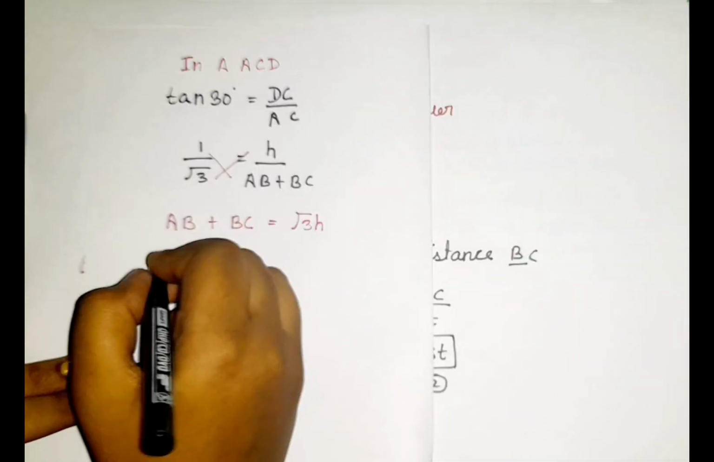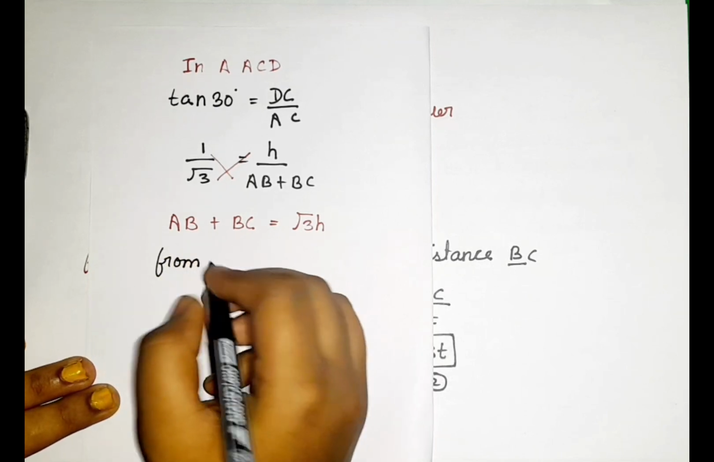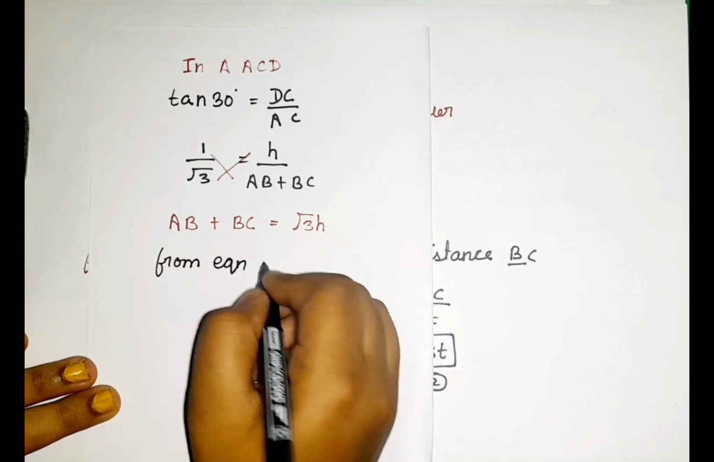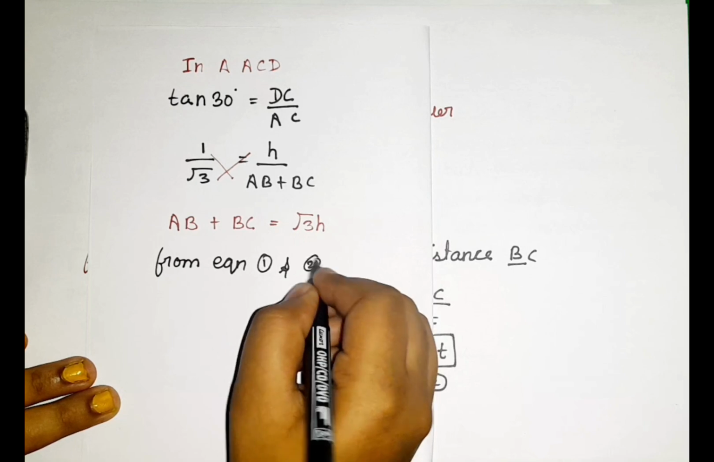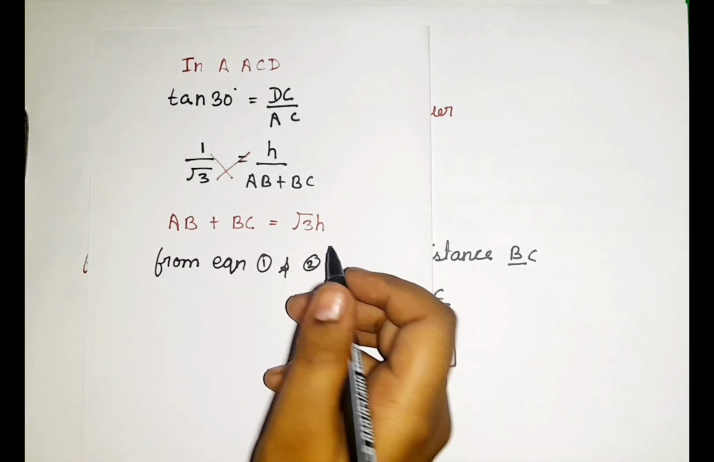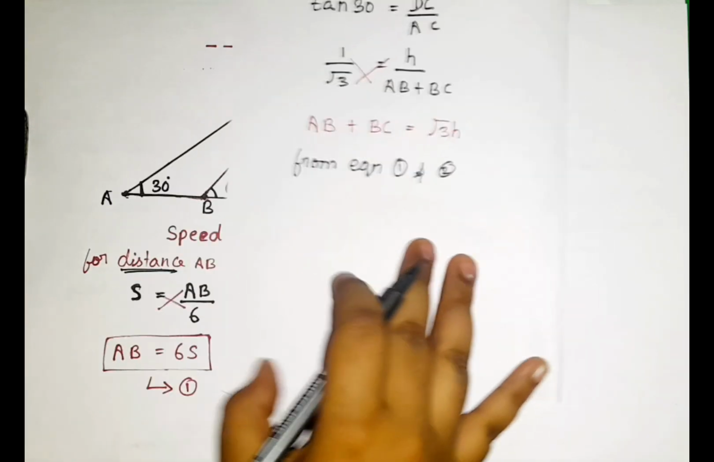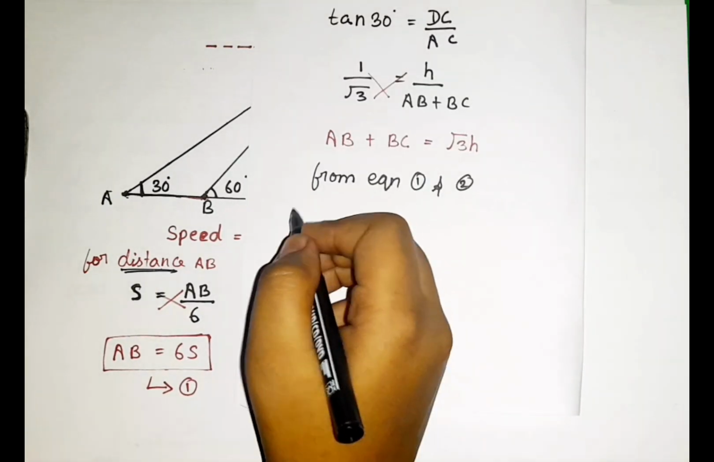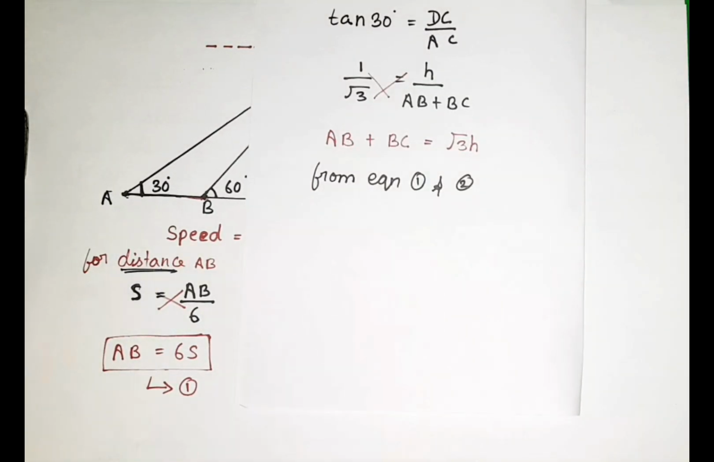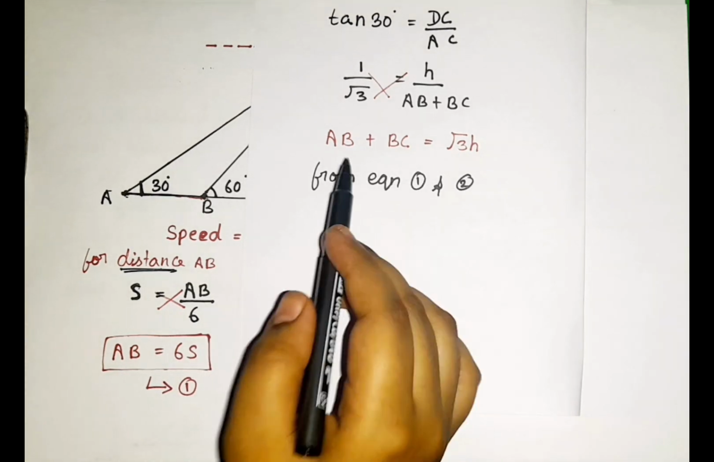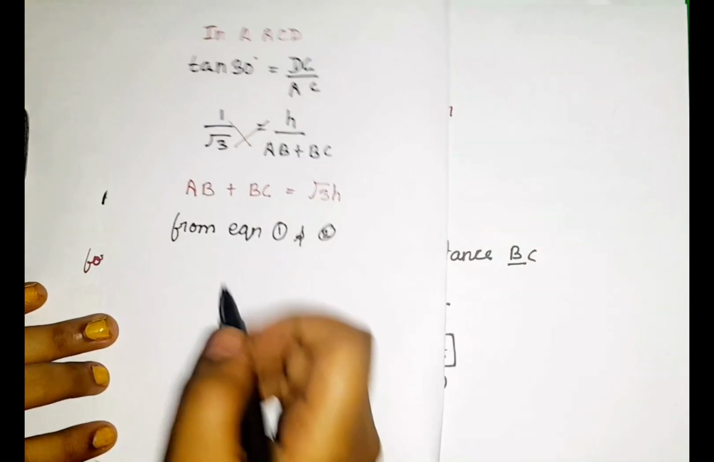Alright, so now let us write from equation 1 and 2. So what is equation number 1? The equation number 1 is AB is equal to 6x, isn't it? So here we have, first I will write it as it is.